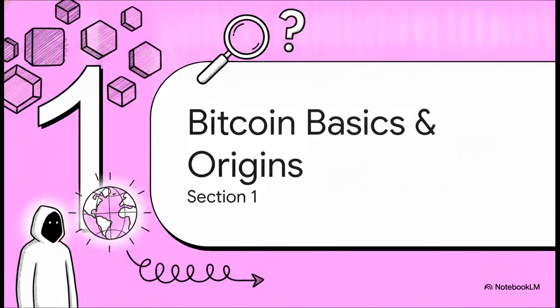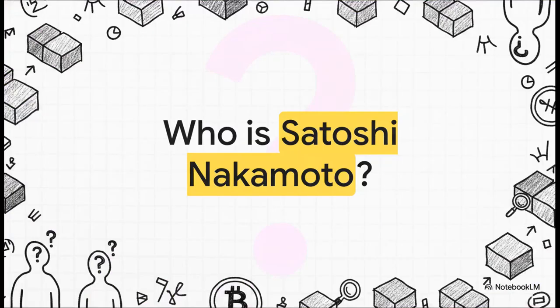Let's kick things off by uncovering the foundations of cryptocurrency in Section 1, Bitcoin Basics and Origins. So the very first question that always pops up in exams: who exactly is Satoshi Nakamoto? You'd probably think the creator of this massive trillion-dollar network is some famous tech billionaire, right? Well, that's the biggest plot twist. Nobody actually knows Satoshi's true identity. It's just a pseudonym. Could be one brilliant coder, could be a whole team of developers.